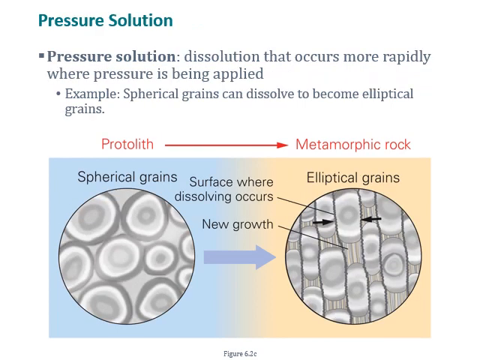Pressure solution is the result of dissolution occurring more rapidly where pressure is being applied. So one example is that spherical grains can dissolve and become elliptical grains during metamorphism when you've got convergence in two opposing directions. So these grains are getting smushed like pancakes, and in between the layers of different grains where that smushing is greatest, the pressure is greatest, we have dissolution of the edges of the minerals and reprecipitation of new minerals as a result.